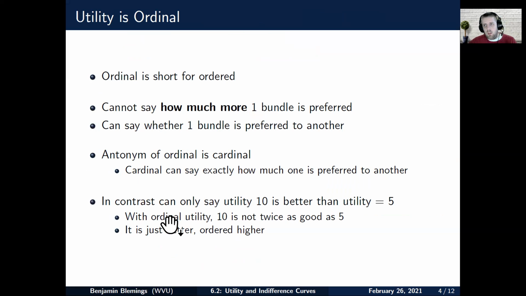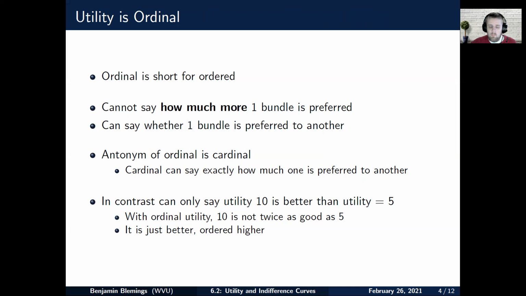So an important property of utility is that it's ordinal. Ordinal is short for meaning that it's ordered or ranked. So with utility, you cannot say that a utility of 10 is 2 times better than a utility of 5. You can't say how much more one bundle of goods is preferred to another. You can just say whether one is better or not than another.